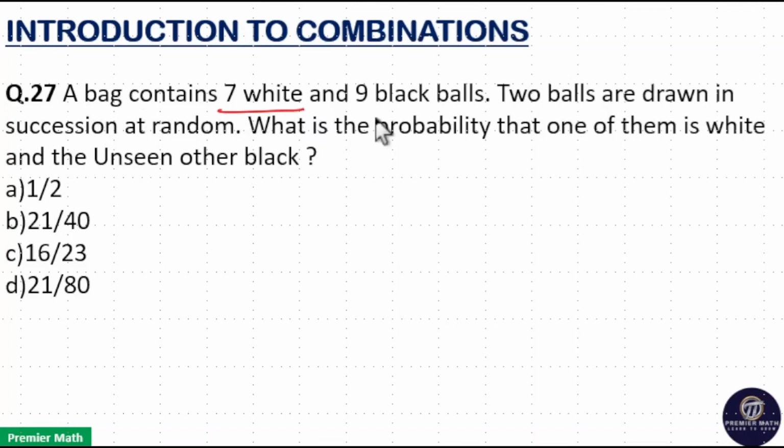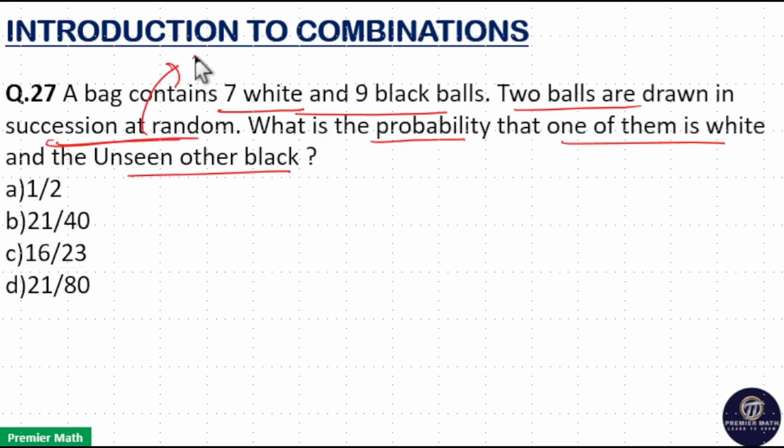A bag contains 7 white and 9 black balls. 2 balls are drawn in succession at random. What is the probability that one of them is white and the other is black? Here, succession at random means you're picking balls one after the other. Now, when you pick 2 balls, your result is 1 black and 1 white.